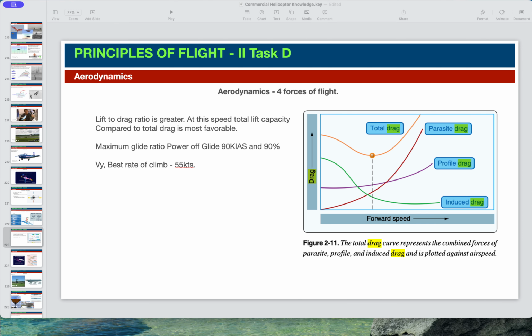What is that? There's another term for it. L/D max, and that's not actually in the POH, but I did some research and I'm pretty sure it's very similar to VY or max glide. So maybe you guys can help me clarify that when I'm done here.